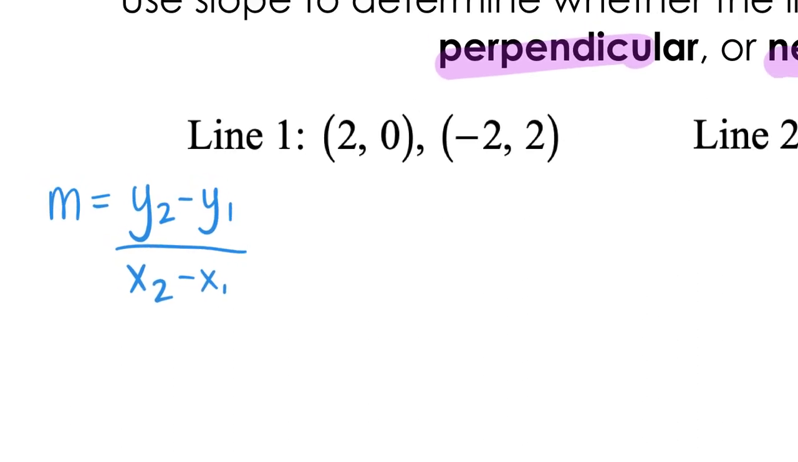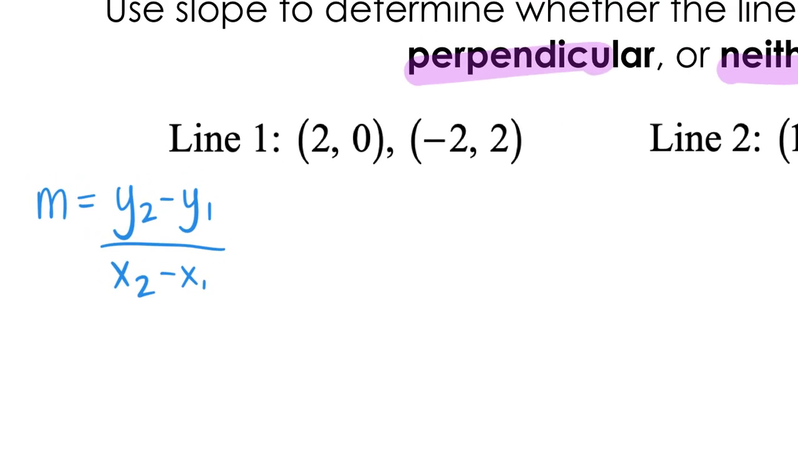So let's go ahead and do that. Now you can really subtract in whatever order you want as long as you're consistent both times. So you can start with the second y value and subtract the first one, or you could do it backwards, but you just have to do it consistently on the top and bottom. So let's go ahead and start.